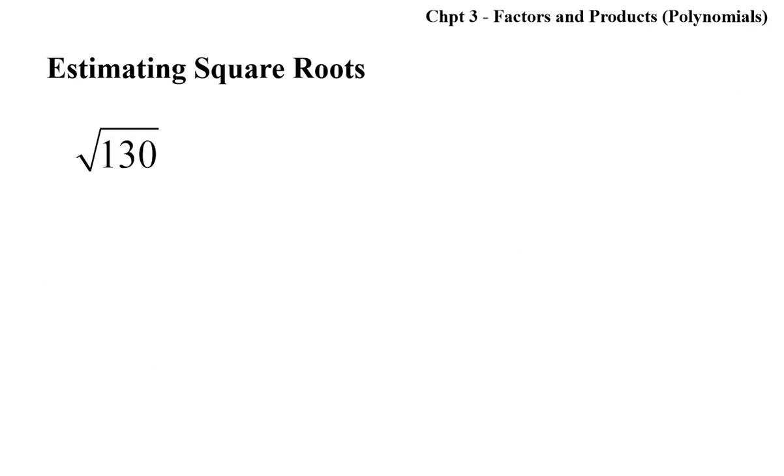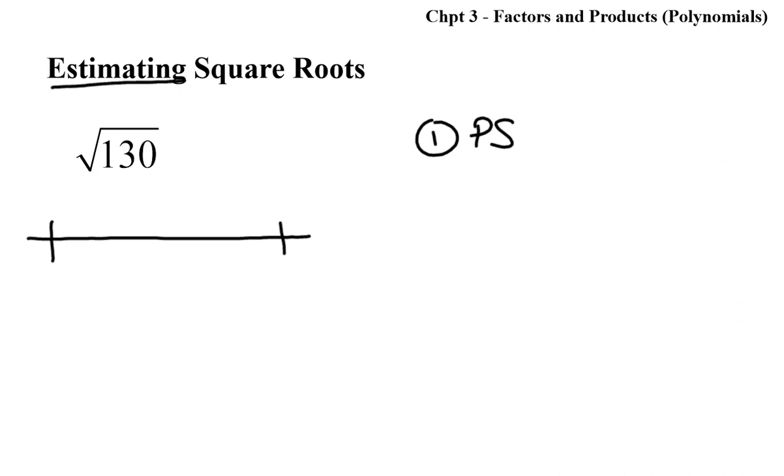So, try to estimate the square root of 130. How do we know it's going to be an estimate and not a calculate? Well, because we know 130 isn't a perfect square. What's the first thing? What are the perfect squares that it falls between? Well, 130 is between 121 and 144. Know your perfect squares. 130 is somewhere between those.